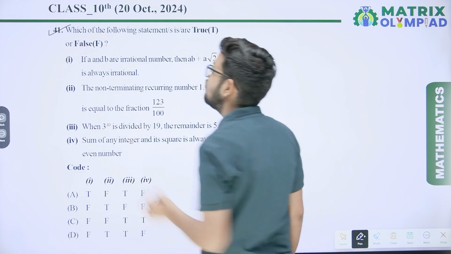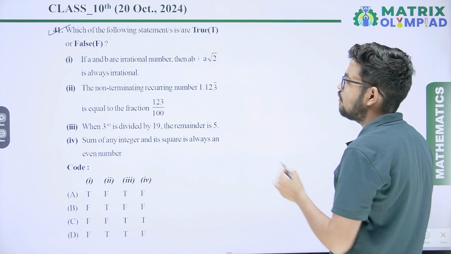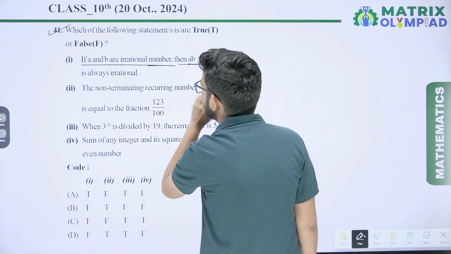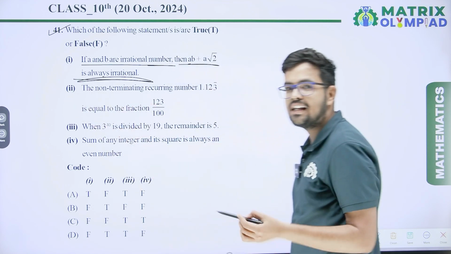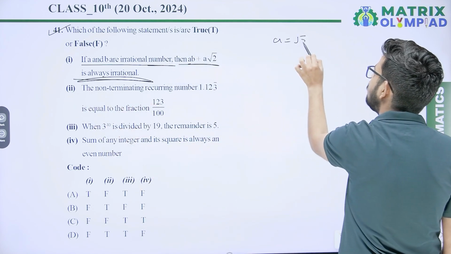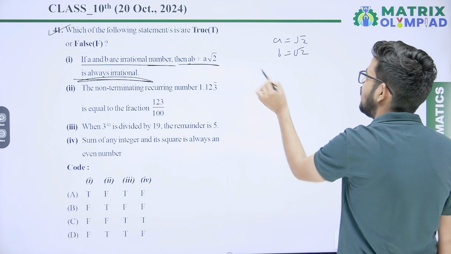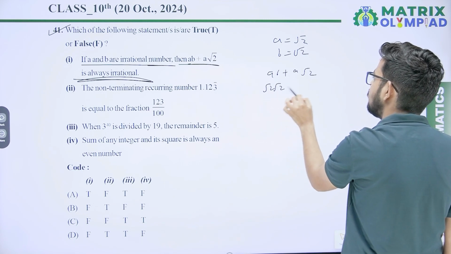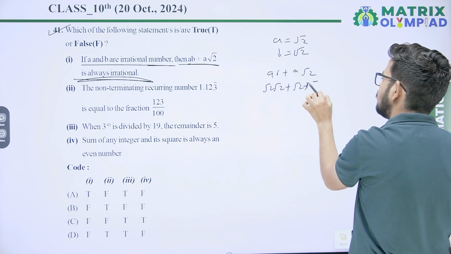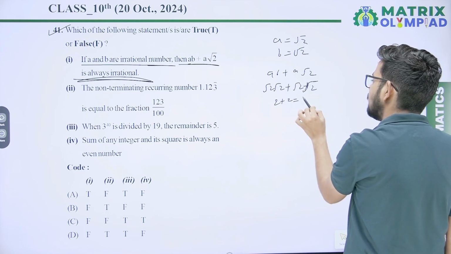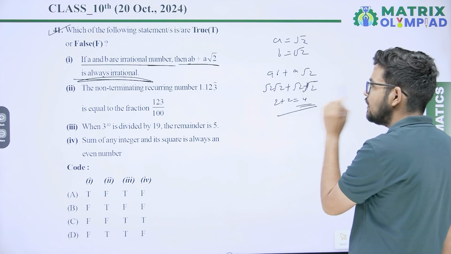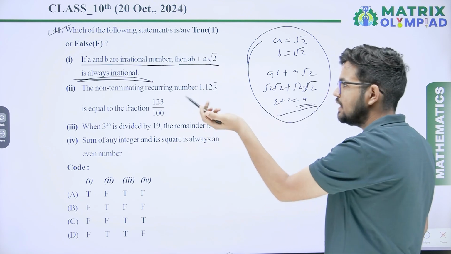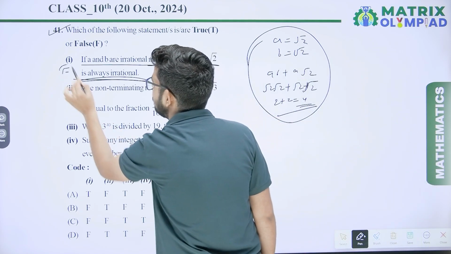Question number 41. Which of the following statements is true or false? First: if A and B are irrational numbers, then AB plus A root 2 is always irrational. We are taking an example: A equals root 2, B equals root 2. Now AB plus A root 2: we get root 2 multiplied by root 2 plus root 2 multiplied by root 2, so 2 plus 2, which is 4. We are not getting an irrational number, it is a rational number. So if it is false in one case, then it is always false. It means this one is false.